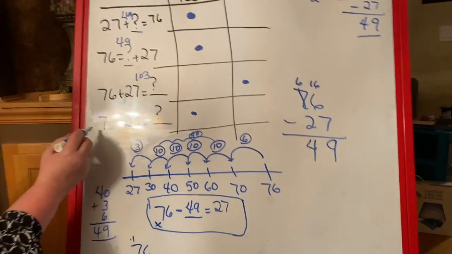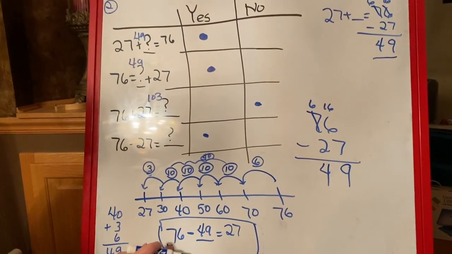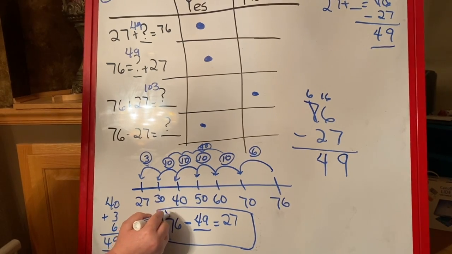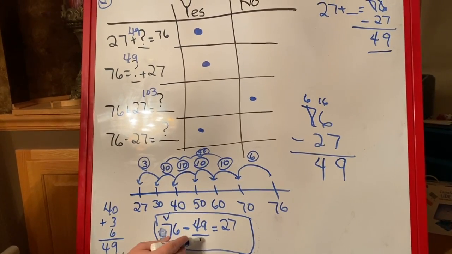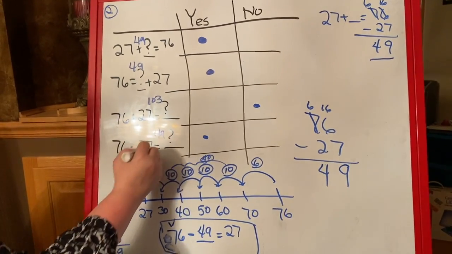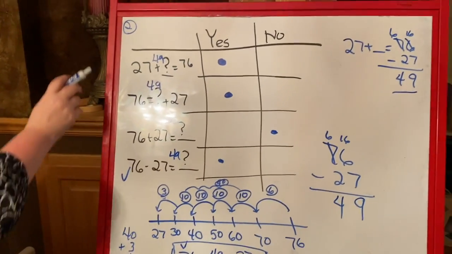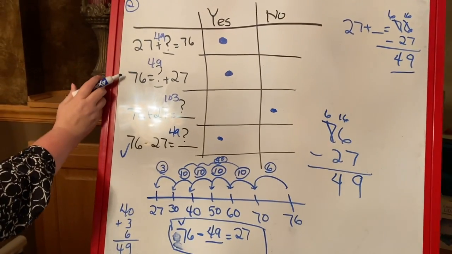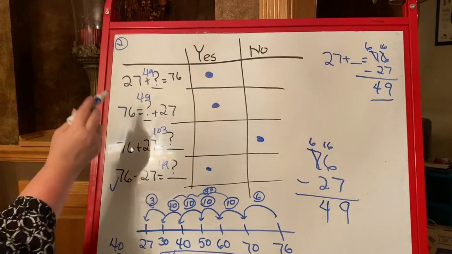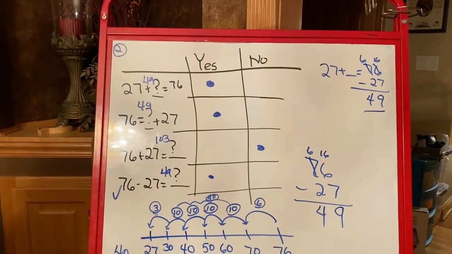That's part of a fact family. Maybe I'll put a check there. That works. That was our original problem that we found. And then the opposite of it would be 76 minus 27 equals 49. That works. And what are our addition parts of a fact family here? So the only no is this one here. The rest are yes. Okay.